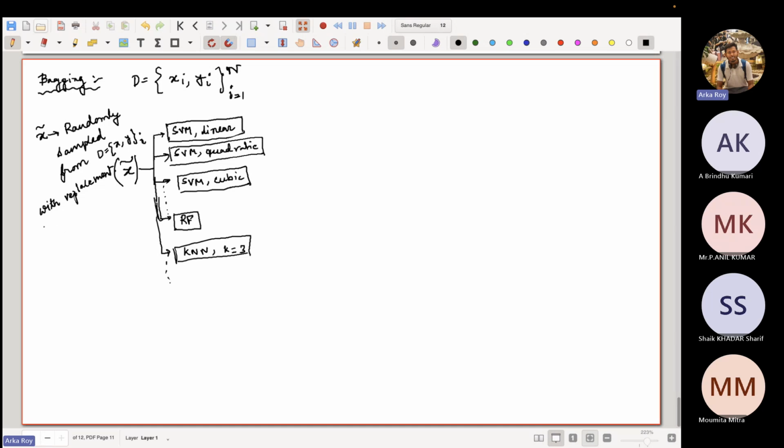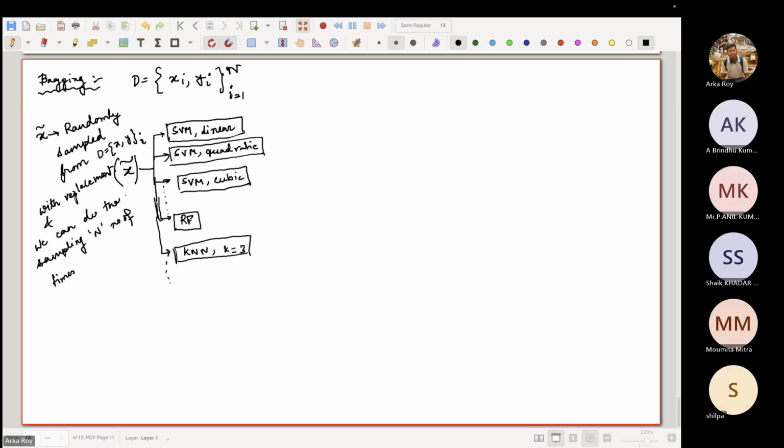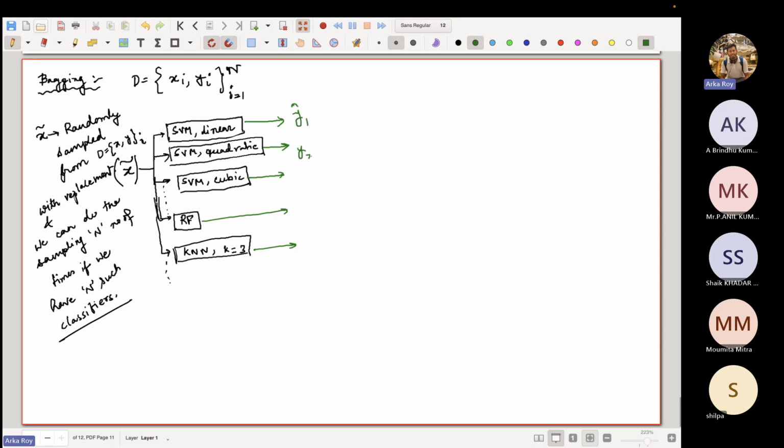So we can do it n number of times. And let me write it. We can do this sampling n number of times if we have n such classifiers. So if you have n number of classifiers, you have to sample x hat n times from the original data set. And then each of these classifiers will give you individual outputs, which I can write as y1 hat, y2 hat, y3 hat, y4 hat, y5 hat.